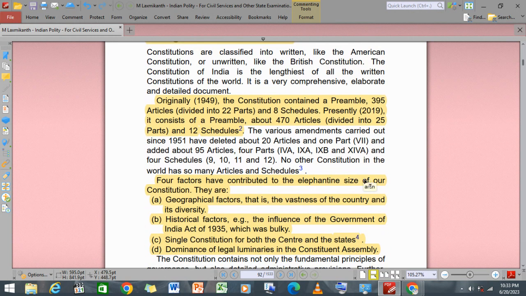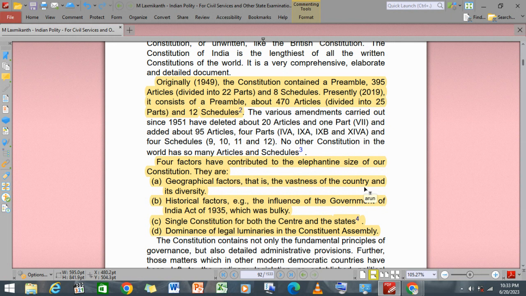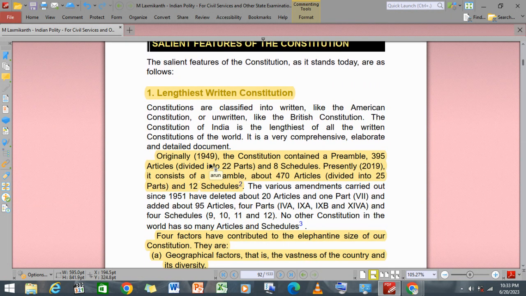Particularly the 7th, 47th, 44th, 73rd, 74th, 97th, and 101st amendments took place. And the 42nd Amendment of 1976 is known as the mini constitution due to the importance and large number of changes made by it in the various parts of the constitution. That means it changed lots of the articles and parts. It brought some changes in the constitution.